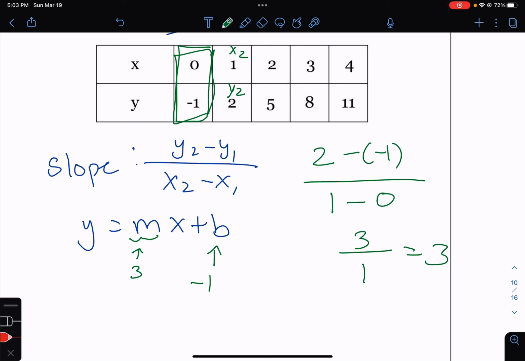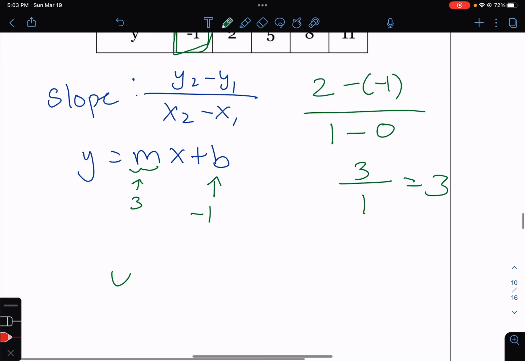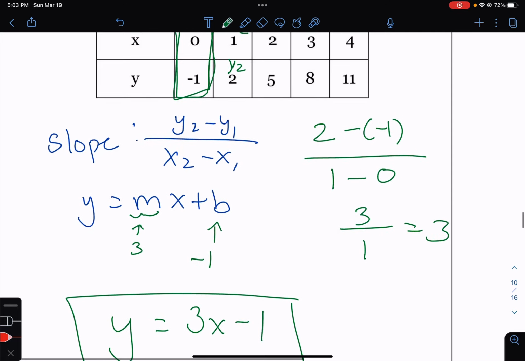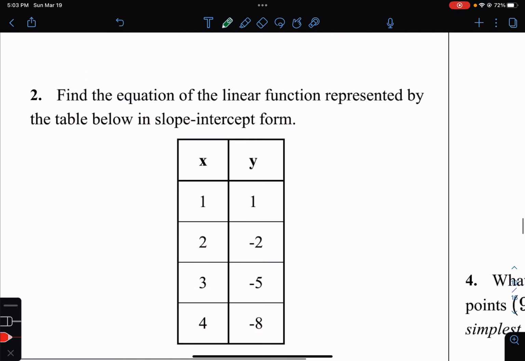Now, if they don't straight up give you your b, you're going to have to go ahead and solve for it, and we'll do a couple problems like that. But for this one, it's nice and easy. We do y equals, and then our m is 3, and our b is negative 1. So it'd be y equals 3x minus 1. All right, so let's go ahead and try another one here.